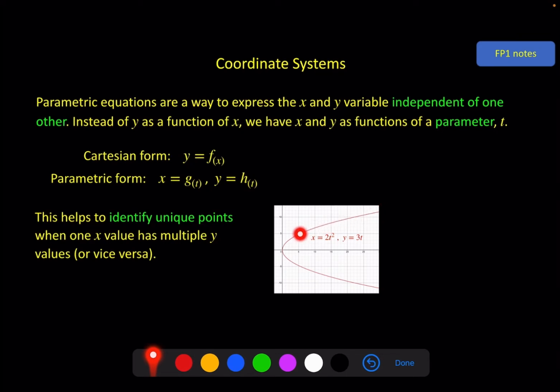So we can identify if it's this point or this point, instead of using the x coordinate, by using the parameter t. Now you could argue, why don't we just use the y coordinate? That's not really a big deal, it's just a matter of convenience.